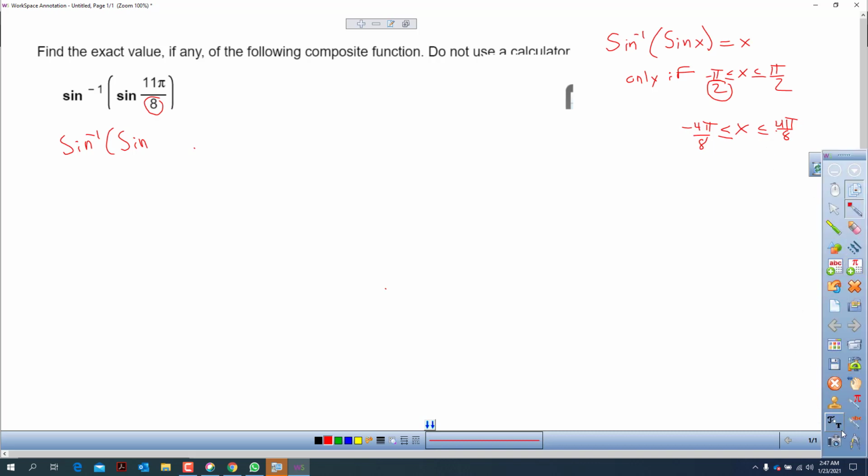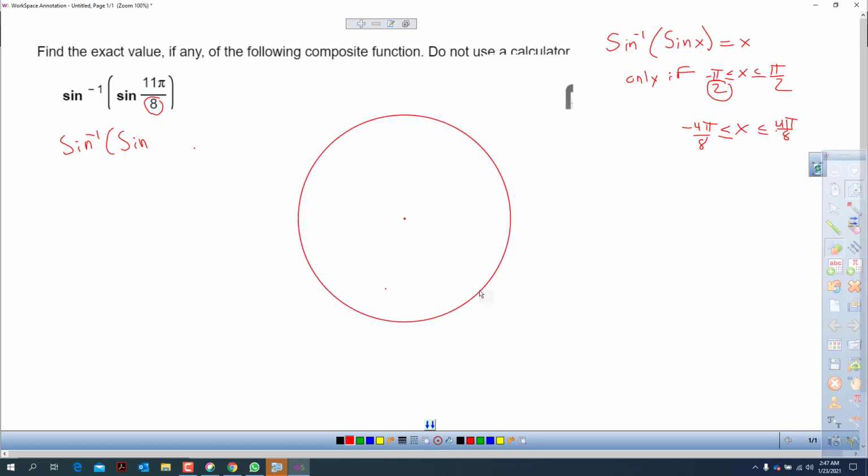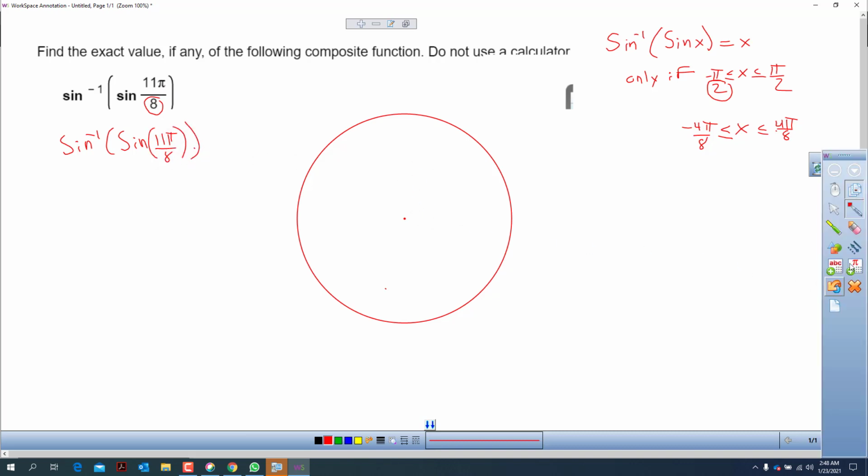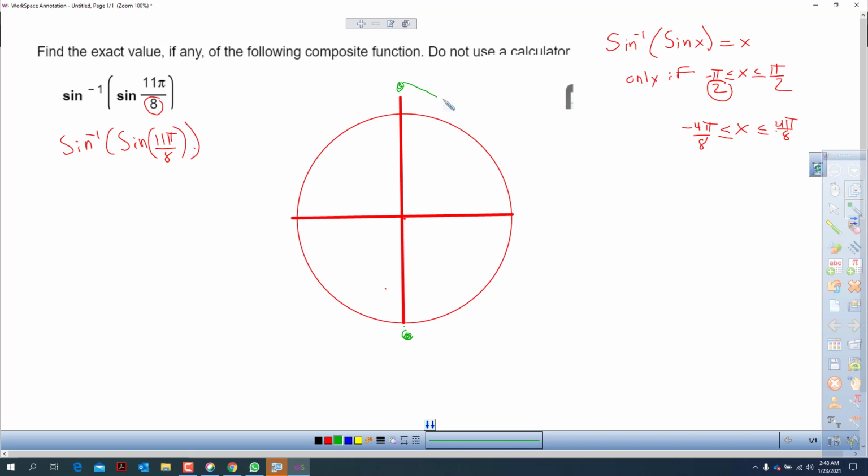In other words, if you make a circle like that, let me just create a circle like this. Okay, let me rewrite this. Sine of 11 pi over 8. You create a circle like that. Remember, sine inverse only works from here to here, only on this half of a circle. Sine inverse, right?